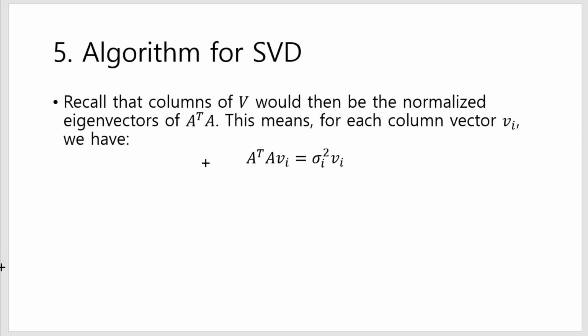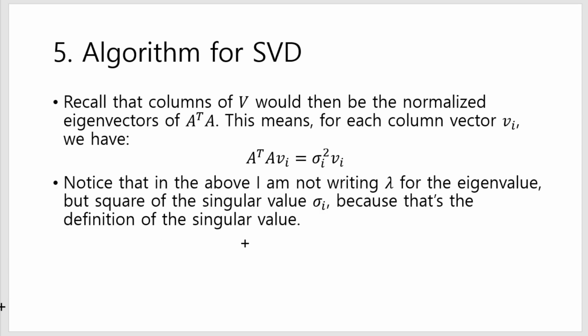And then recall that the columns of V would be the normalized eigenvectors of A^T A, and because the eigenvalues of A^T A are what we call the singular values squared, you end up with this identity. Notice that instead of lambda, I'm writing sigma_i squared, because that's the definition. What's the definition of a singular value? It's the square root of the eigenvalue of this matrix, and therefore, the actual eigenvalue would be the singular value squared.